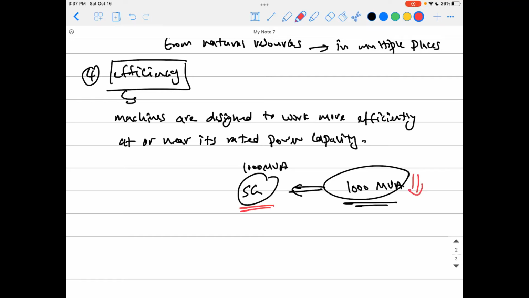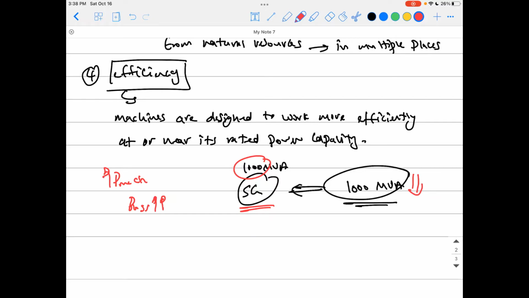So if you design this generator to work more efficiently at 1000 megavolt amperes, that means if you use this generator to feed domestic loads, it will be more efficient working during the daylight, but at night it will be much less efficient. What I mean by less efficient is that it will use much more mechanical energy to generate the required electrical energy. That means we will have much higher losses, and we don't like this.